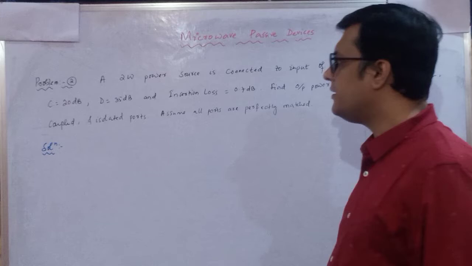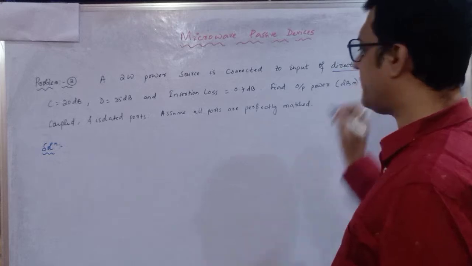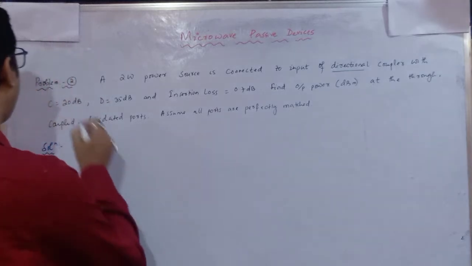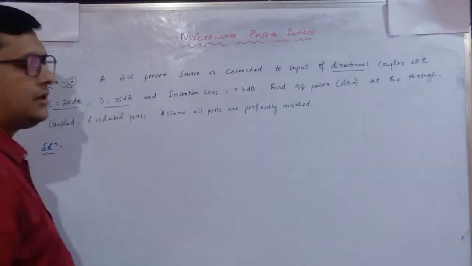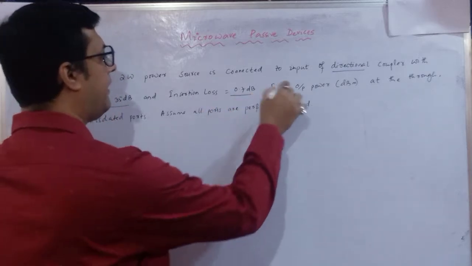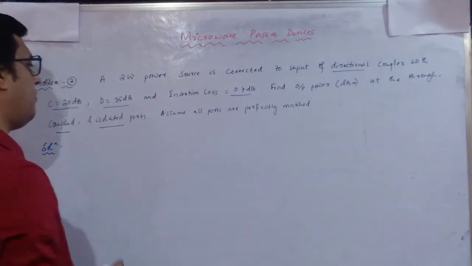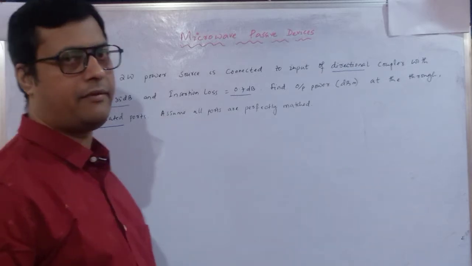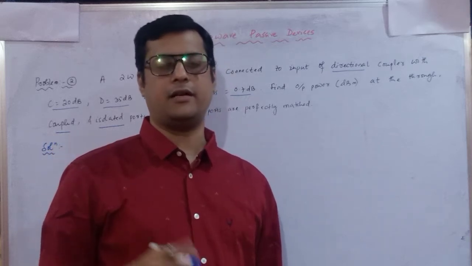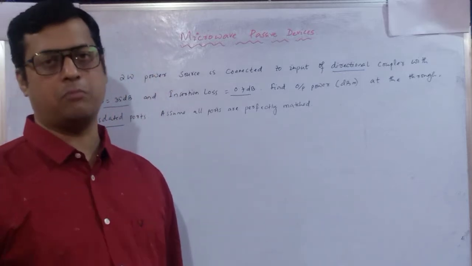As you can see, a 2 watt power source is connected to the input of a directional coupler. Consider it is port 1, with coupling factor 20 dB, directivity 35 dB, and insertion loss 0.7 dB. Find the output power at the through, coupled and isolated ports. Assume all the ports are perfectly matched. Here we have to identify all the powers. The coupling factor, directivity and insertion loss are given.